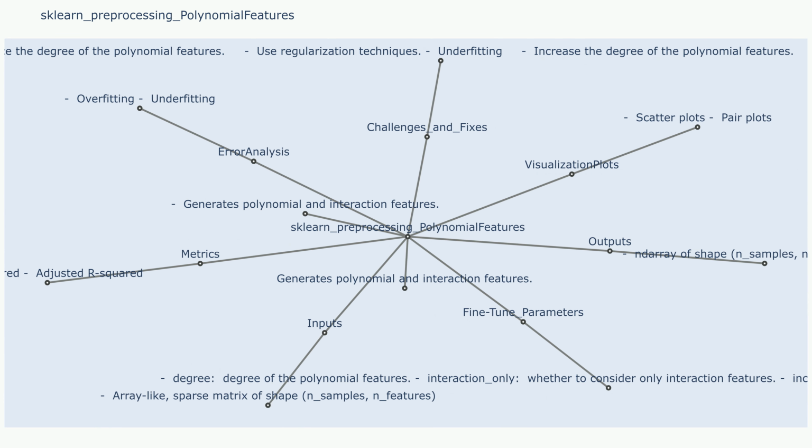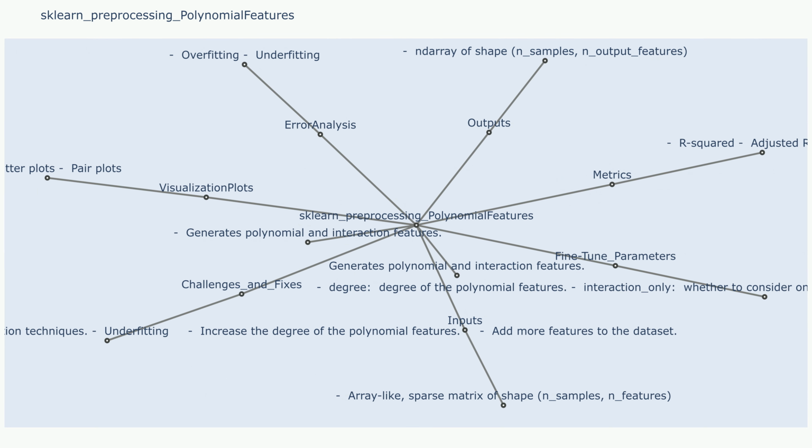Challenges and fixes. Challenge 1. Overfitting. Using high-degree polynomials can lead to overfitting, where the model performs very well on the training data but poorly on new, unseen data. Sample use case that resulted in challenge 1. A model using a high-degree polynomial feature with a limited dataset may fit the training data perfectly but generalize poorly to new data points.